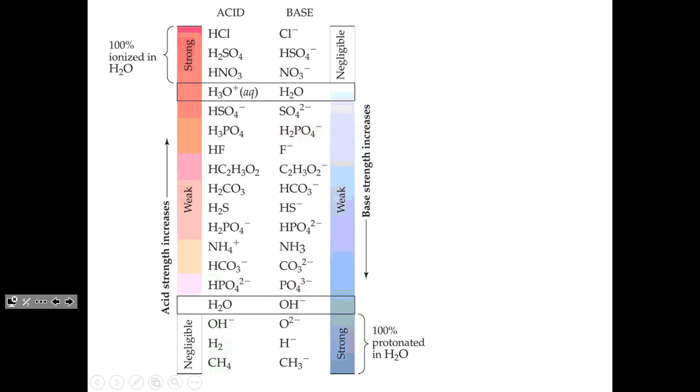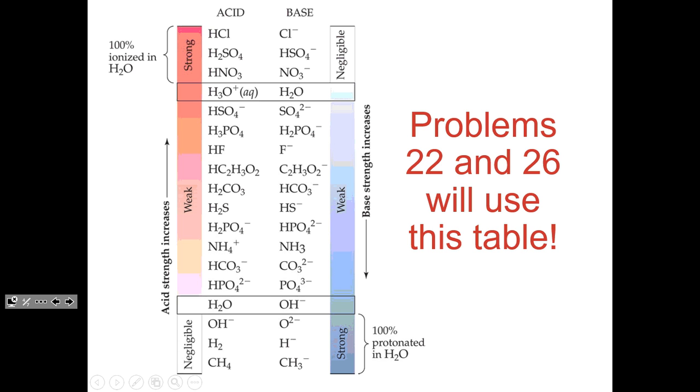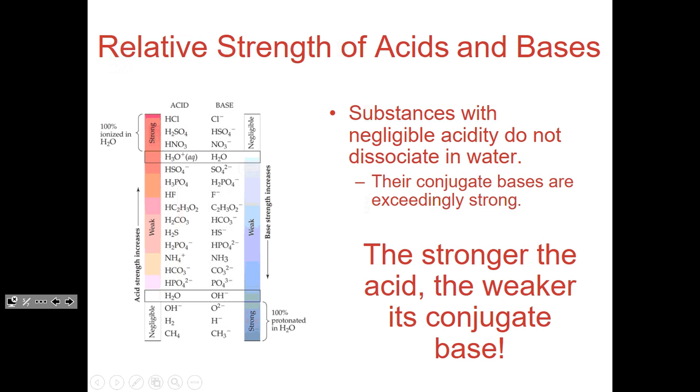Now, one of the diagrams that you're going to use in the first set of homework is this one. And really, problems 22 and 26, remember, you're just going to be doing straight questions from this set. One of the most important things about this is the relative strengths and how a substance's conjugate is the opposite, and the strength of one is related to the strength of the other. The stronger the acid, the weaker its conjugate base. The stronger the base, the weaker its conjugate acid is going to be. And that's an important idea because it pops up in several different places.